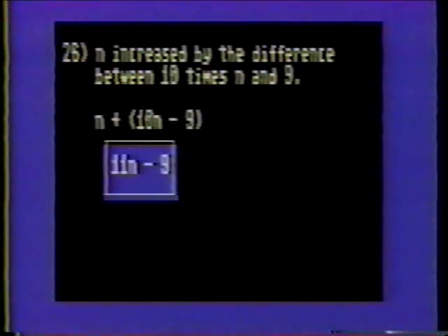Drop the parentheses and we have n plus 10 times n minus 9. N and 10 times n are like terms. Add these two to get 11n minus 9.